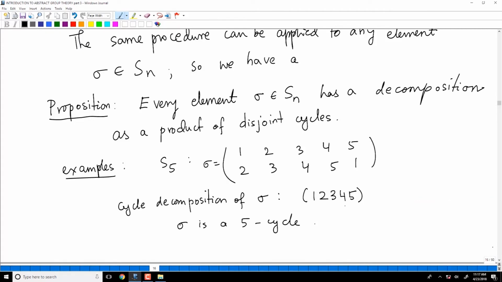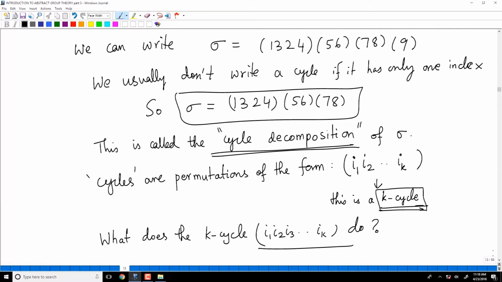In general, you will have a product of several cycles. In this example, sigma was an element of S9. It is a product of 3 disjoint cycles. See, when I say product, I mean I have told you how to apply product of cycles earlier.